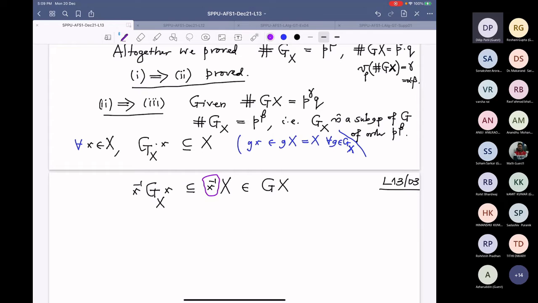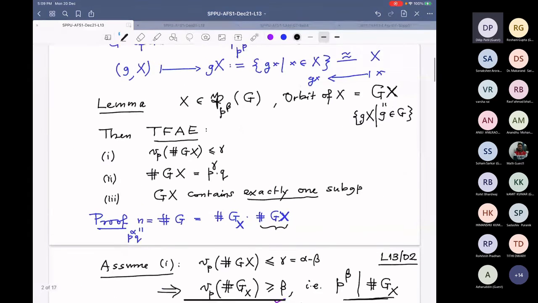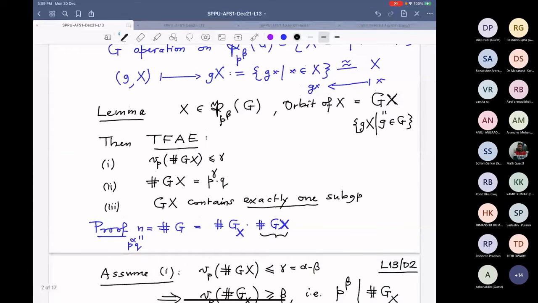Now, what is the cardinality of this subgroup? Cardinality of this subgroup is equal to cardinality of the isotropy at x, which we have already noted is p power beta. So I have proved that this orbit contains a subgroup. That is a part of statement 3. Contains a subgroup, I got it.